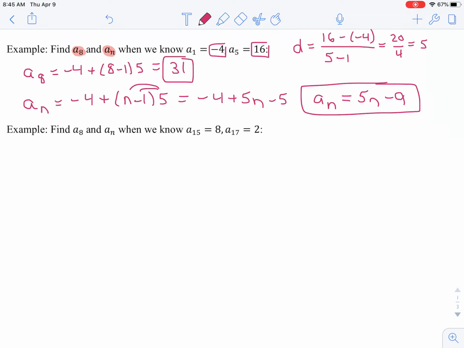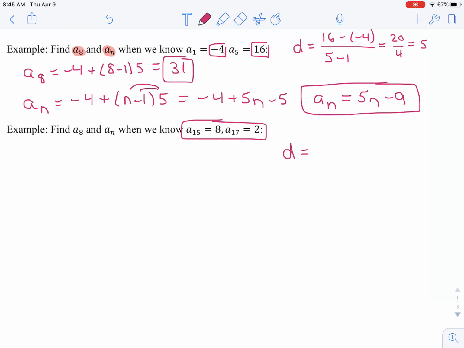With this next one, very similar, except what they gave us to start with has changed. So they actually gave us the 15th and the 17th term. That doesn't stop me from finding the common difference. You might be able to see this really quickly. We went down 6 in 2 terms. So we're going to see -6 over 2. So that common difference should be -3.